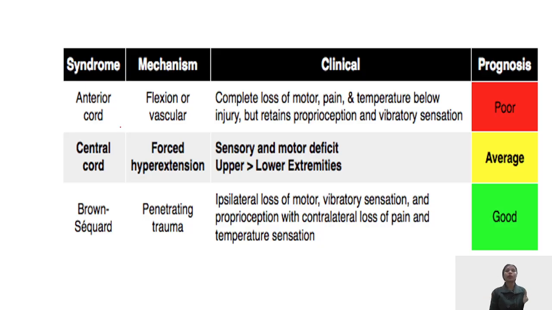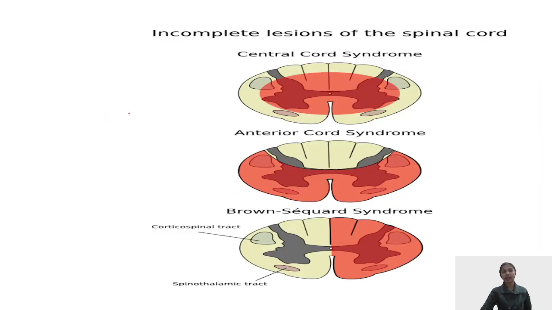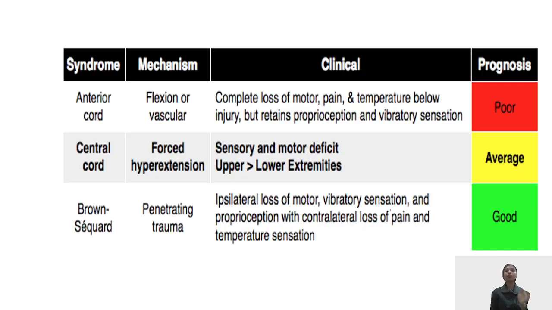Brown-Séquard syndrome is ipsilateral loss. As you can see, only one side of the spinal cord is lost in this. So we have the ipsilateral loss of your motor, vibratory sensations and proprioception, whereas those tracts that cross, your spinothalamic tracts, so you have the contralateral loss of pain and temperature.